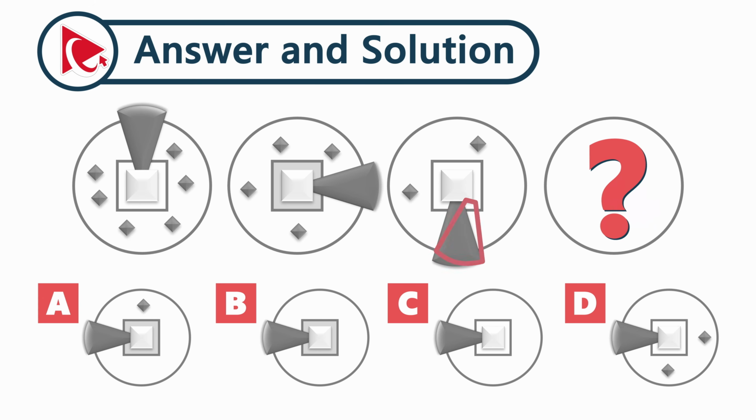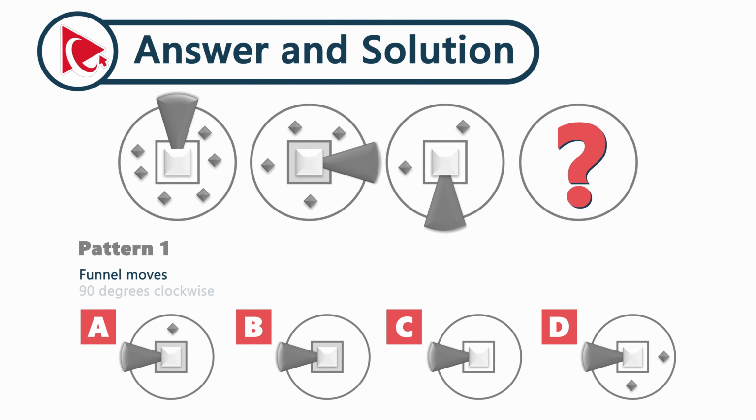I think you got it. It should point 9 o'clock, right? But if you look at the answer choices, choices A, B, C, and D all point the funnel into 9 o'clock position. Not much help there, right? But let's keep looking so we can find the next pattern.